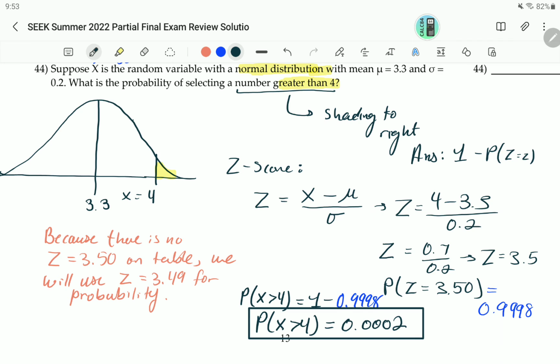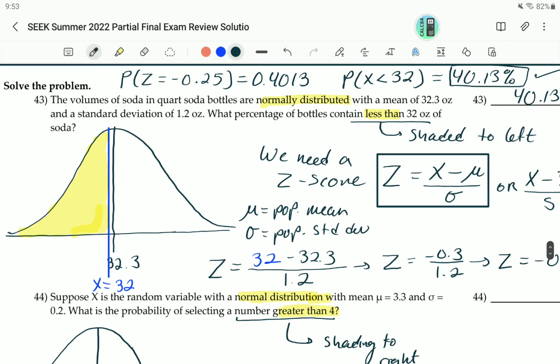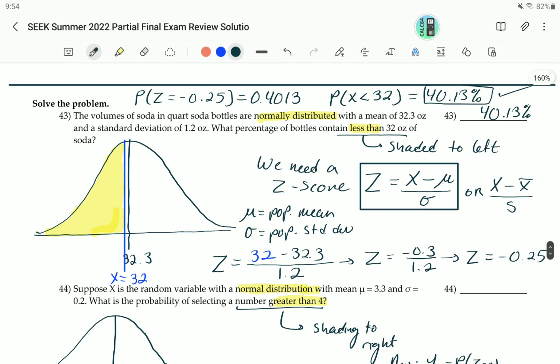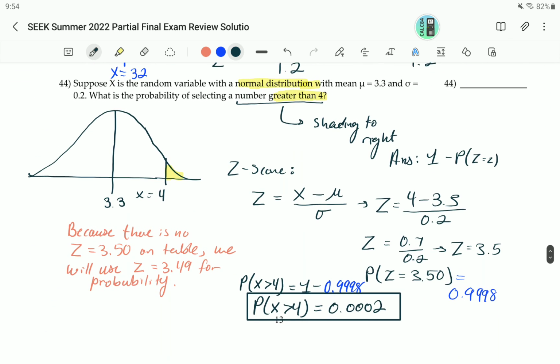So once again, remember, if it is shaded to the left, whatever the probability of the z-score is, that is your final answer. The probability for the first one was 0.4013. It said final percentage. Just move the decimal over 2 spaces to the right. There you go. No subtracting from 1. But because this is to the right, you must subtract the probability from 1.